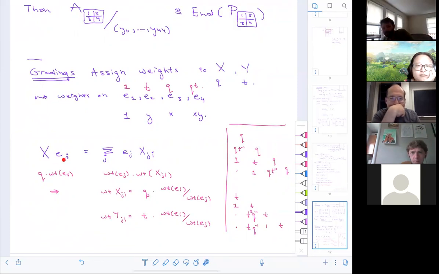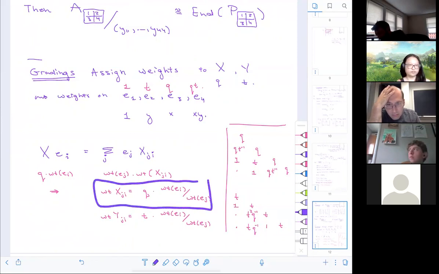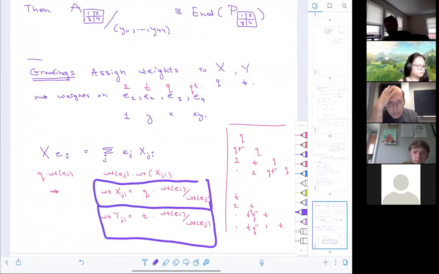So x times the basis element ei is supposed to be this linear combination of basis elements ej, and the left-hand side has weight q times whatever is the weight of ei. So requiring each element in this sum to have the right weight, and requiring the sum to be homogeneous, forces this.